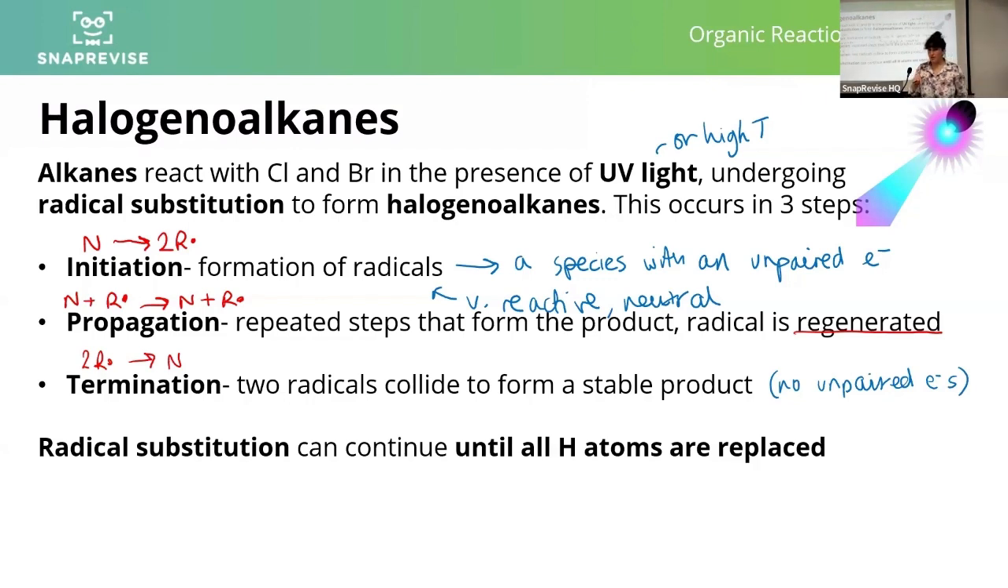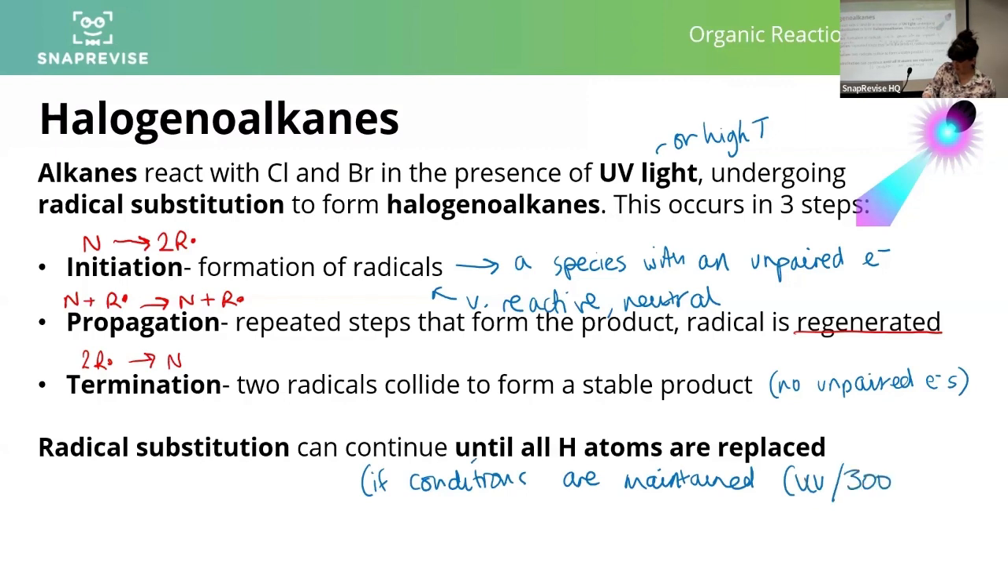This can only happen if conditions are maintained. So if you've got enough of your radical species, and if you've kept the UV light and/or high temperature present. So if conditions are maintained, i.e. UV light or our high temperature, so usually around 300 degrees C.